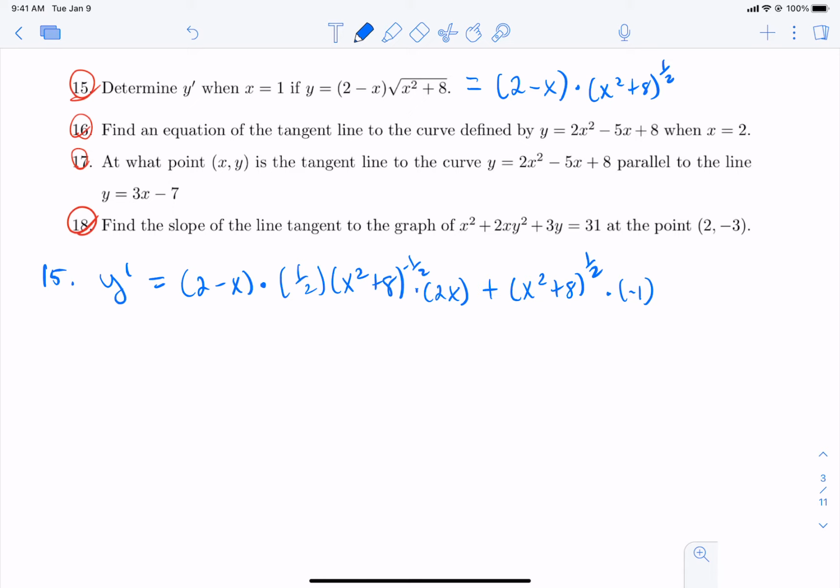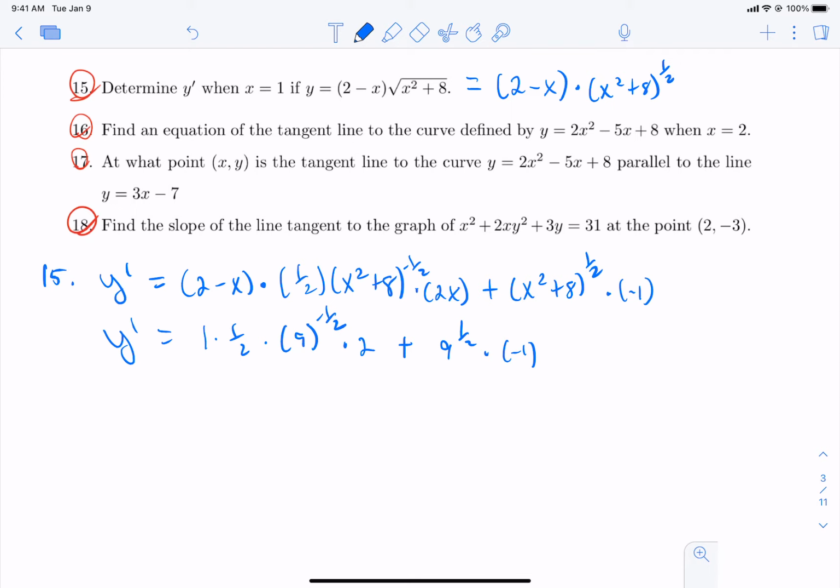Now read the question over. Always when you do these, just take a look at what the question was asking. We want the first derivative when x is equal to 1. So now at this point, all of the x's become 1. So 2 minus 1 is 1. 1 plus 8 is 9. So that's going to be 9 to the negative 1/2. We'll deal with that in a minute. 2 times 1 is 2. And then this is just going to be 9 to the 1/2. And then times negative.